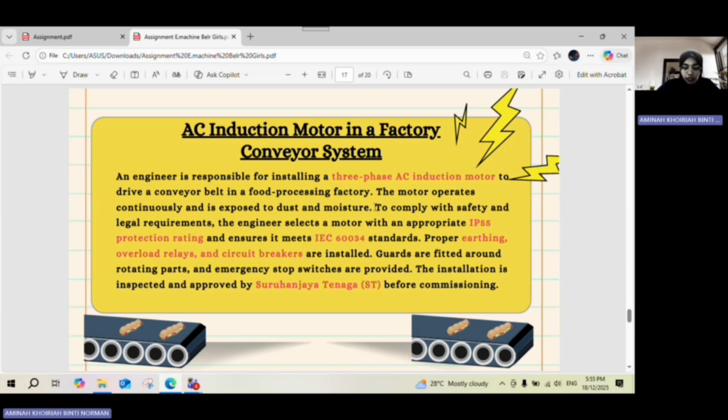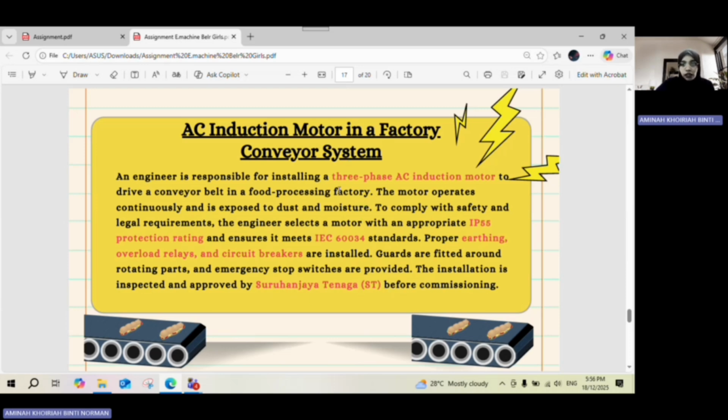The situation is an engineer responsible for installing a three-phase AC induction motor to drive a conveyor belt in a food processing factory. The motor operates continuously and is exposed to dust and moisture. To comply with safety and legal requirements, the engineer selects a motor with an appropriate IP55 protection rating and ensures it meets IEC 60034 standards. Proper earthing, overload relays, and circuit breakers are installed. Guards are fitted around rotating parts and emergency stop switches are provided. The installation is inspected and approved by Suruhanjaya Tenaga (ST) before commissioning.